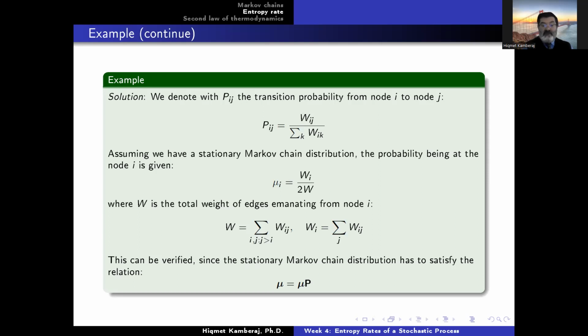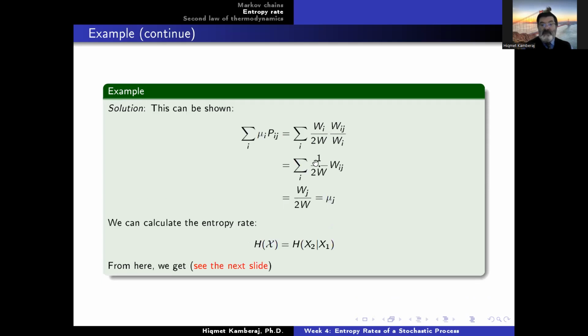Then W is equal to the sum of all I and j's such that j is greater than I, wij. And wi is equal to the sum of all j's, wij. Now, this can be verified since the stationary Markov chain distribution has to satisfy the relation mu equal to mu times P. Now, you could show this using the sum of all i's mu I pij.